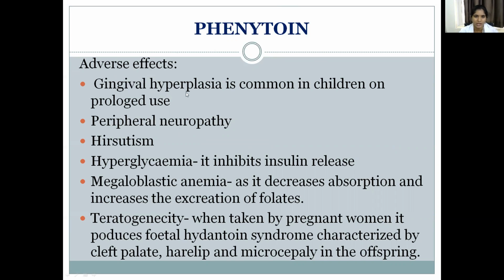First one is gingival hyperplasia. It is common in children on prolonged usage of phenytoin. It also causes peripheral neuropathy and hirsutism. Hyperglycemia, because it inhibits insulin release. And megaloblastic anemia, as it decreases the absorption and increases the excretion of folate, so it leads to megaloblastic anemia.